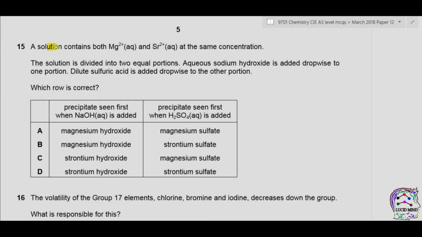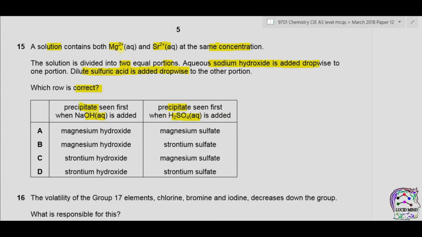Question 15. A solution contains both magnesium plus 2 and strontium plus 2 at the same concentration. The solution is divided into two equal portions. Aqueous sodium hydroxide is added dropwise to one portion. Dilute sulfuric acid is added dropwise to the other portion. Which row is correct? Precipitate seen first when sodium hydroxide is added. Precipitate seen first when sulfuric acid is added.